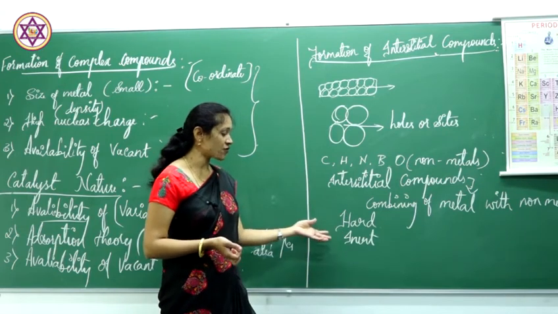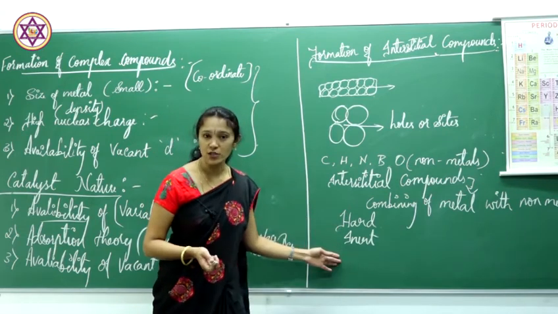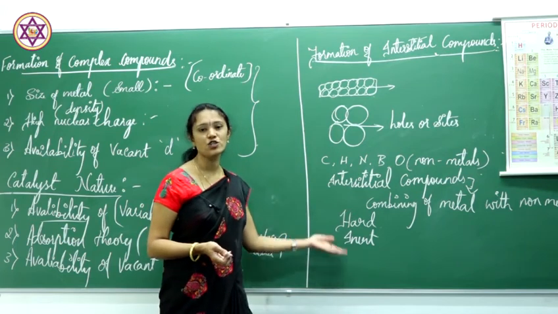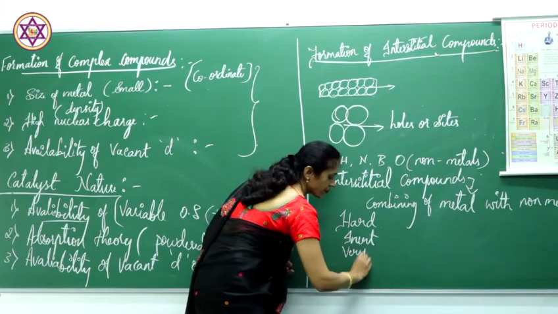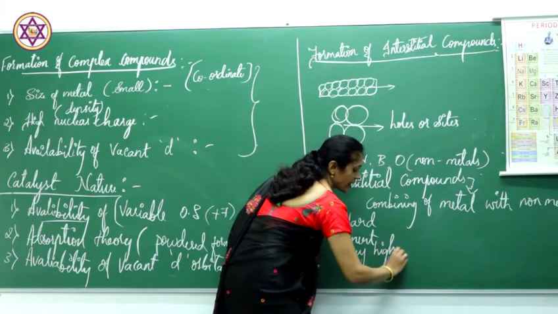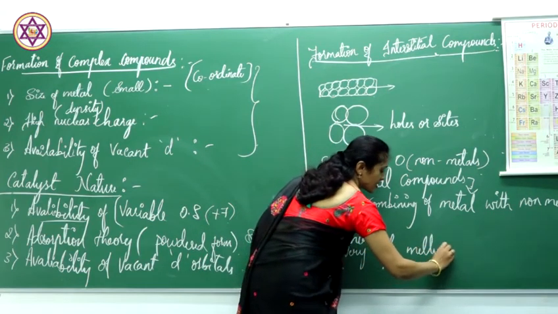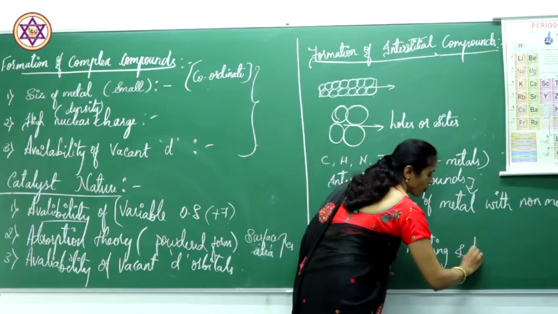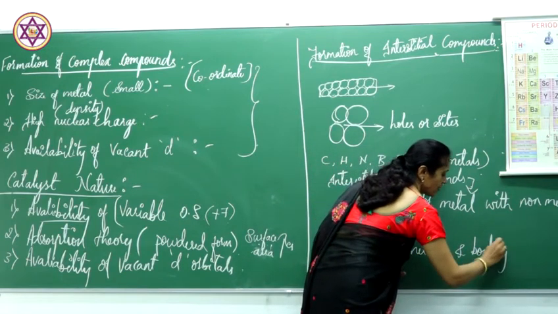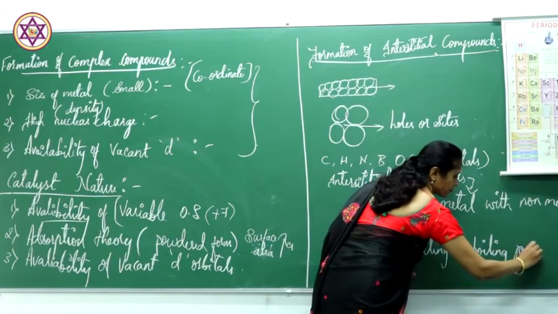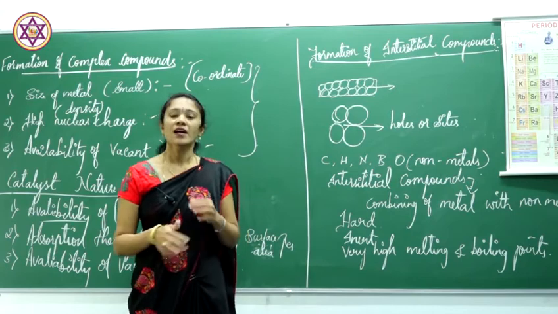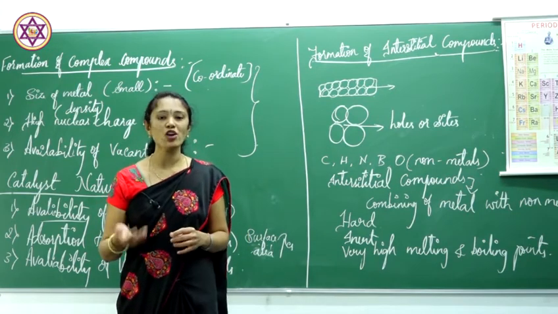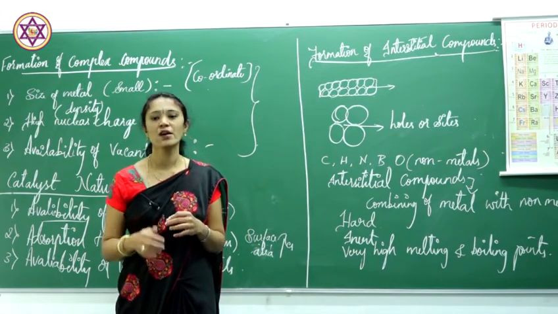The compound that is formed is very hard and very inert in nature. It also has very high melting and boiling points. This is about the interstitial compounds. Next we will learn about alloy formation, how the alloy is formed.